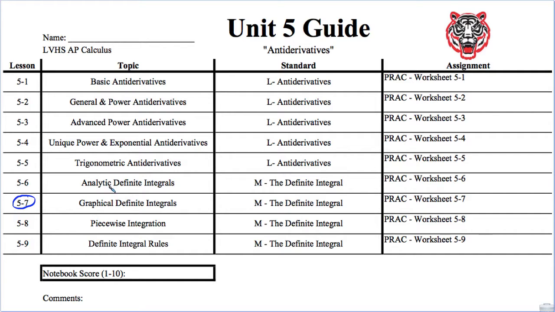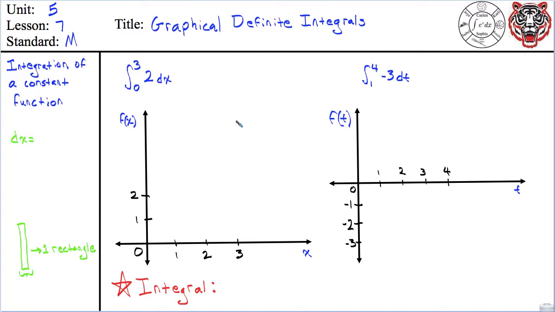Analytic was just dealing with the equations. Graphical is dealing with the graphs. So coming back to our setup, make sure you have this down. Go ahead and pause me now. Okay, so how do I do this problem?